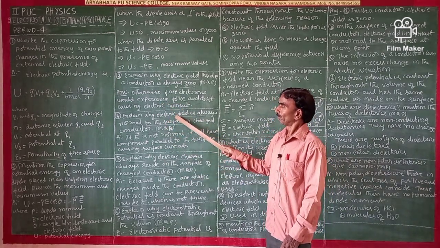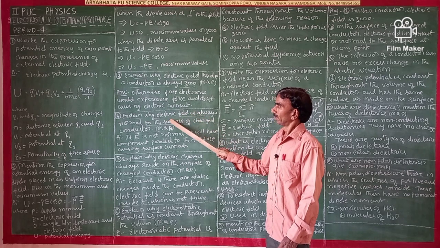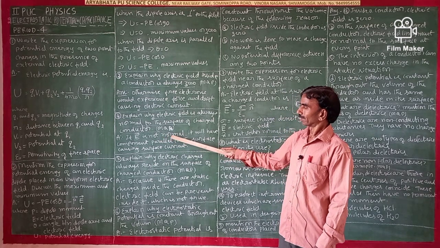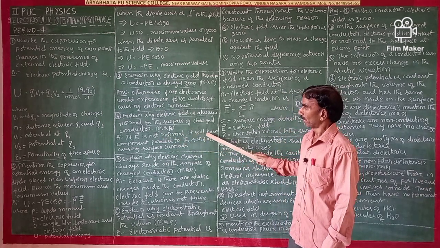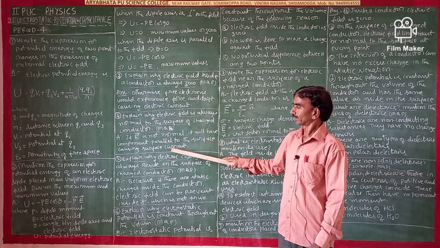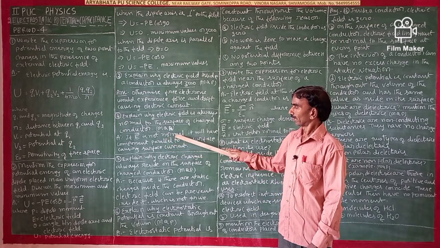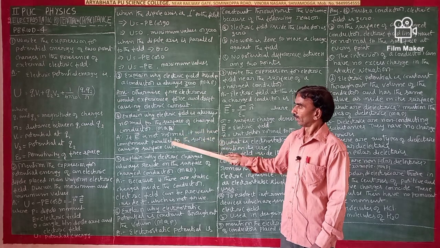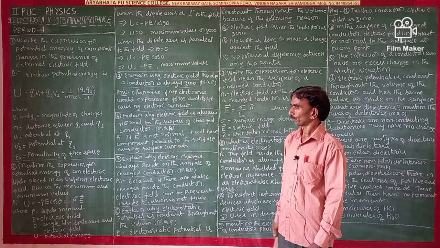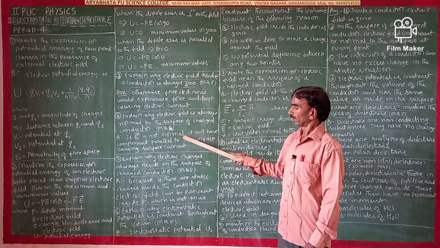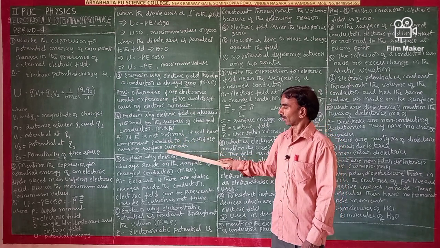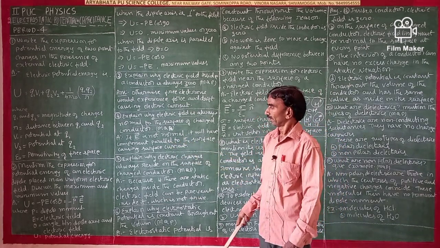Explain why electric field is always normal to the surface of a charged conductor. If E is not normal, it will have components parallel to the surface causing surface current. So this is done.